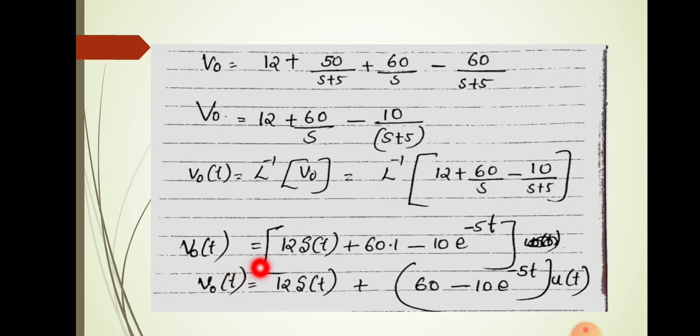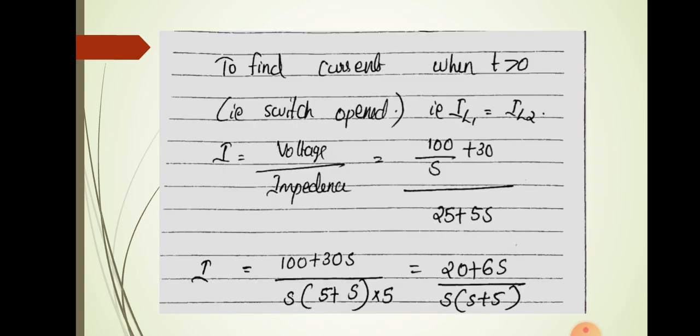So you will get V0 of t equal to 12 into del of t plus 60 minus 10 into e raised to minus 5t. See, this function exists only when t is greater than or equal to 0. So V0 of t will be equal to 12 into del of t plus 60 minus 10 into e raised to minus 5t into u of t. So this is the value of the output voltage when the switch is just open.